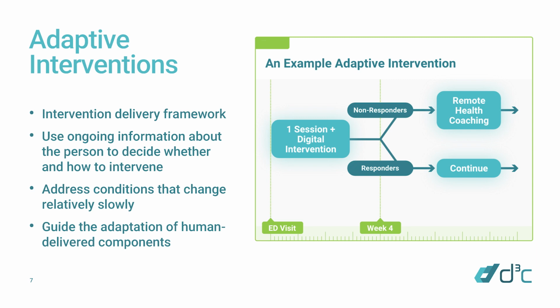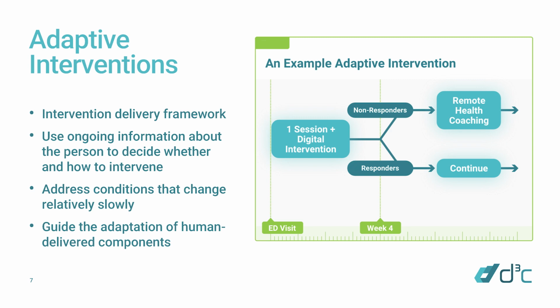So here's an example. This is an intervention for youth who visit the emergency department. The goal is to reduce their substance use. It starts with relatively minimal support, with a single session in the emergency department plus a digital intervention that delivers tailored messages on a daily basis. At week 4, they assess the participant status. If the participant self-reports using drugs at week 4, they're classified as non-responders and they transition to the second phase where they receive remote health coaching. This is human-delivered coaching. Otherwise, they continue with the same initial intervention.